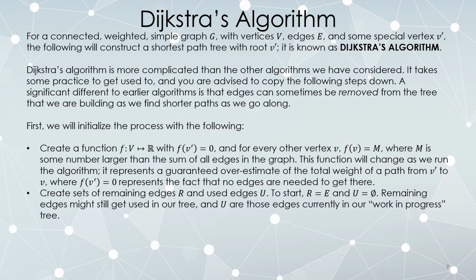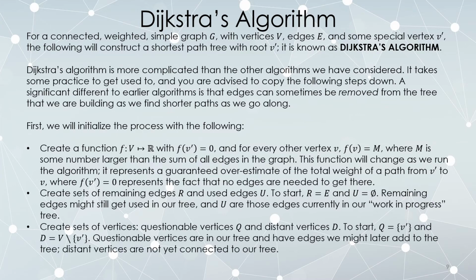As we construct our shortest path tree, remaining edges might get used, and used edges are edges that are currently a work in progress. What's different about this algorithm is some edges might move back from the used set to the remaining set. This tree is not going to be built up in a strict way where everything you've done remains. It's possible to change stuff as we go. We're also going to create sets of vertices. We call them questionable and distant. Questionable vertices starts off just as home base, and distant is everything else. Questionable vertices are going to be ones that are in our tree, and they have lengths associated to them, but that might change later on, which is why I'm not calling it finalized, we're calling it questionable. Distant ones, however, haven't even been connected yet.